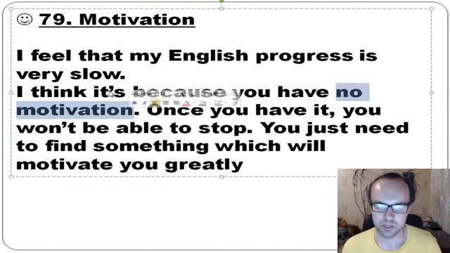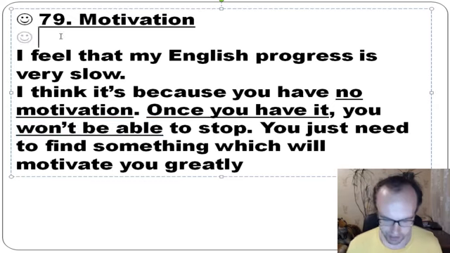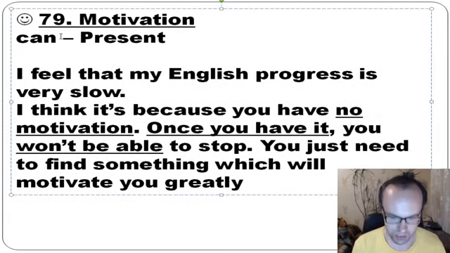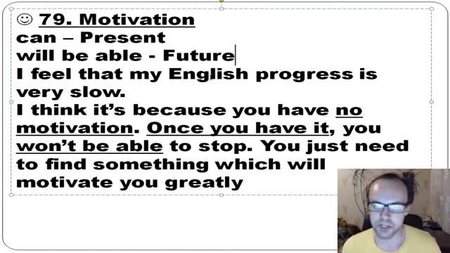So once you have it, or when you have it, you won't be able to stop. So what is be able? Be able is can in the future, okay? So can is for present. And if you want to say it in the future, you say will be able. It's for future. And the negative form is won't be able, yeah?